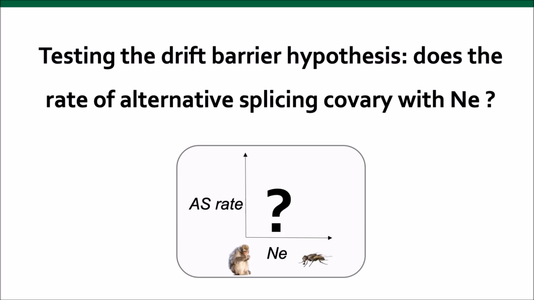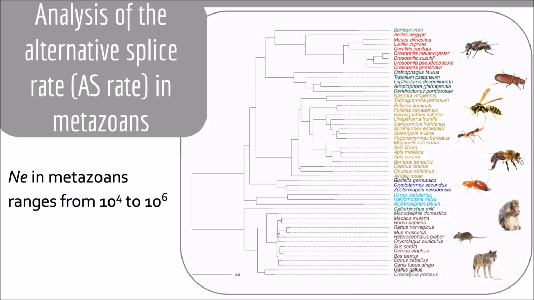So there are these two possible explanations, and the project of Laurent was to test the drift barrier hypothesis, to investigate whether the rate of alternative splicing correlates with NE across metazoans. And so to test this hypothesis, he investigated the relationship between the rate of alternative splicing and effective population sizes. As a model, we decided to focus on animals, so metazoans, because they cover a wide range of effective population size.